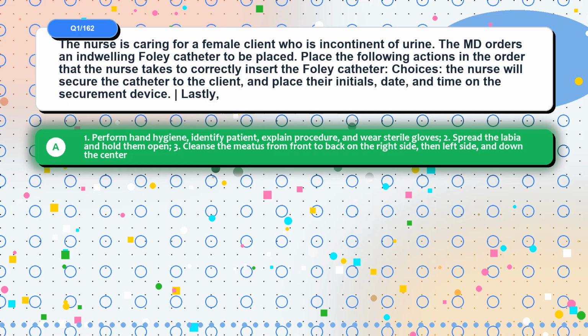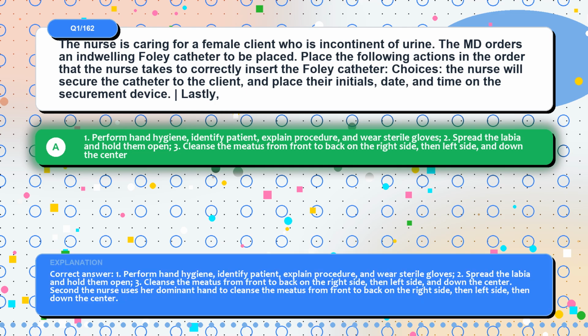The correct answer is option A. 1. Perform hand hygiene, identify patient, explain procedure, and wear sterile gloves. 2. Spread the labia and hold them open. 3. Cleanse the meatus from front to back on the right side, then left side, and down the center.